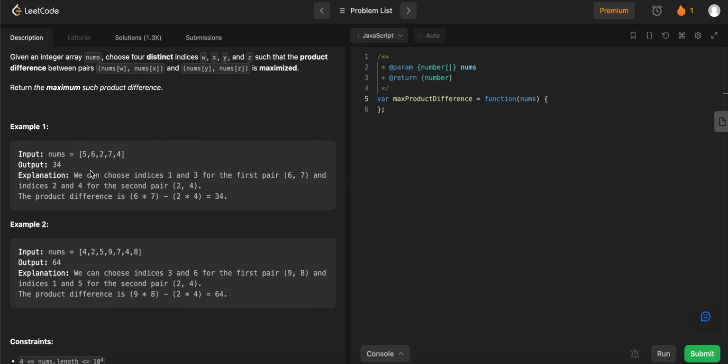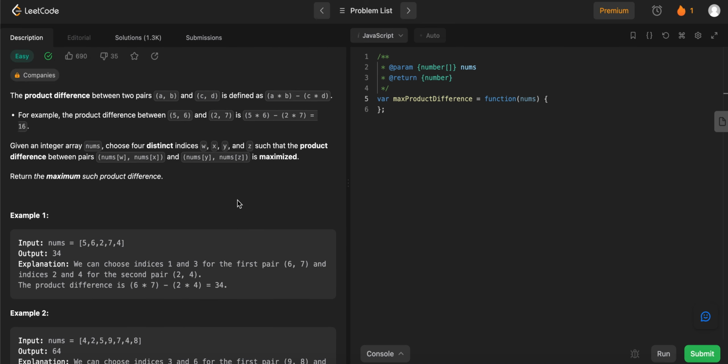And look at least at the first example here. Our array is 5, 6, 2, 7, 4. The output is 34. And the explanation is choosing the values at index 1 and 3 for the first pair, so that's 6 and 7 right here. And then for the second pair, the values at index 2 and 4, which are the numbers 2 and 4. And you can see it plugged into the math right there. 6 times 7 minus 2 times 4 gives you 34.